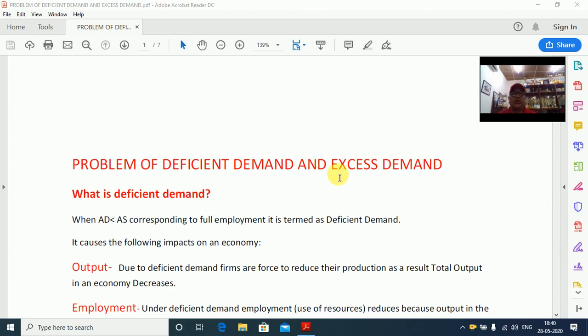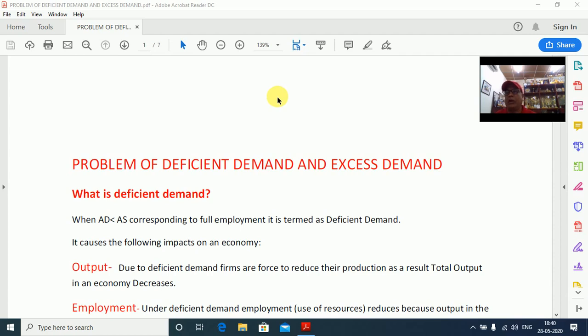Yes, dear student, today I'll be taking the last part of the unit, determination of equilibrium level of income, employment and output. Earlier we discussed the three types of equilibrium. One is called full employment equilibrium, where AD and AS intersect each other at full employment. The other is underemployment equilibrium, where AD and AS intersect each other before full employment.